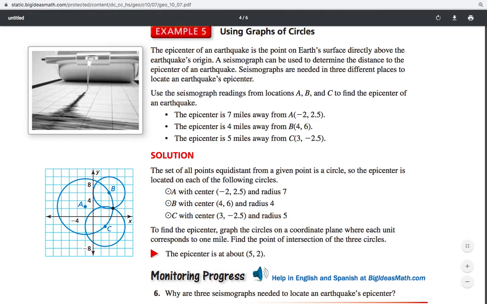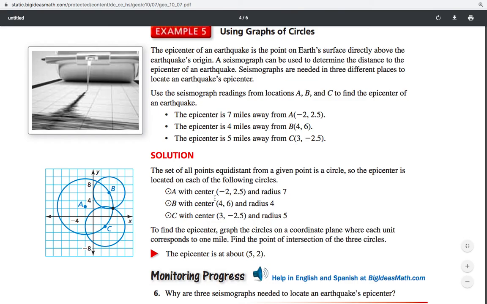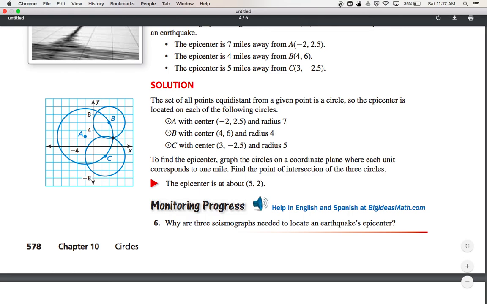It's talking about how to find where an earthquake occurred. So that is actual real life stuff. If you're interested, read through it and see what they did to be able to find that. Other than that, that's it for 10-7. Okay, and that's it for chapter 10. There you go.